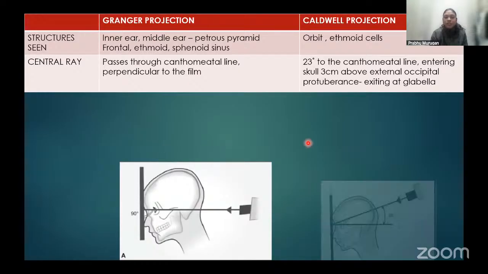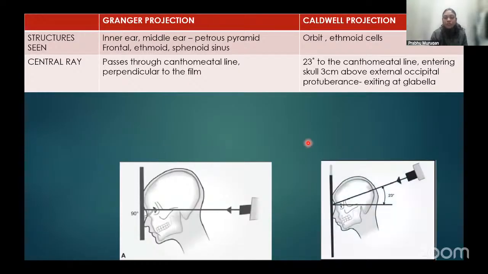The difference in two different projections, the Granger and the Caldwell projection: you can see the angulation is going to be almost the same, and here the central ray is passing exactly through the canthomeatal line. Canthomeatal is your canthus of the eye and the external auditory meatus. So canthomeatal line, and it's exactly perpendicular to the film.